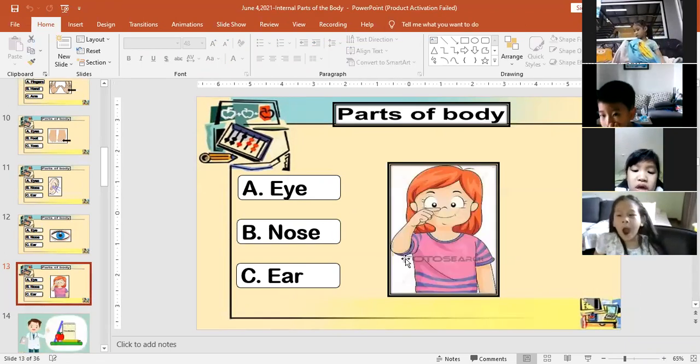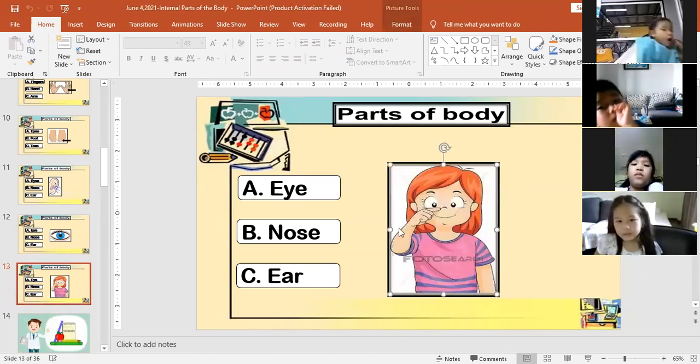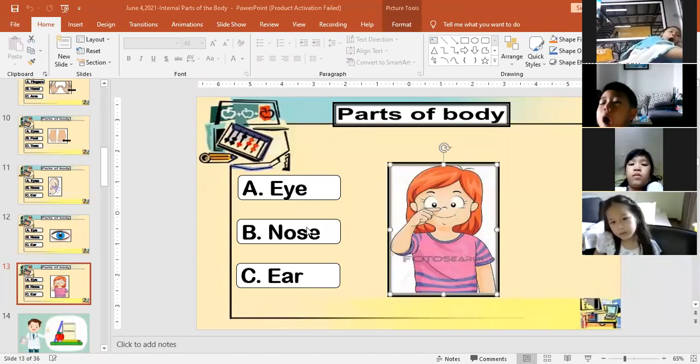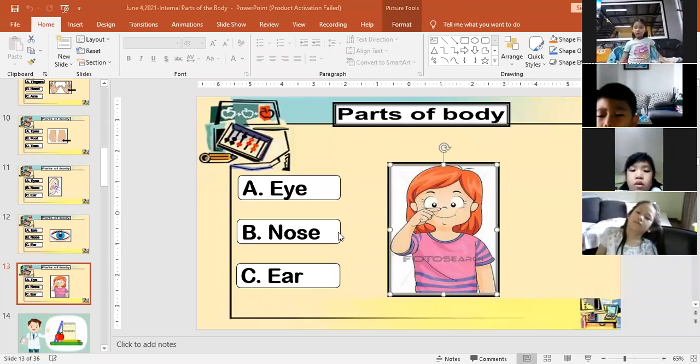This time, another one. What is the girl pointing at? What part? Nose. Your nose. What letter? Letter B. Okay, letter B.